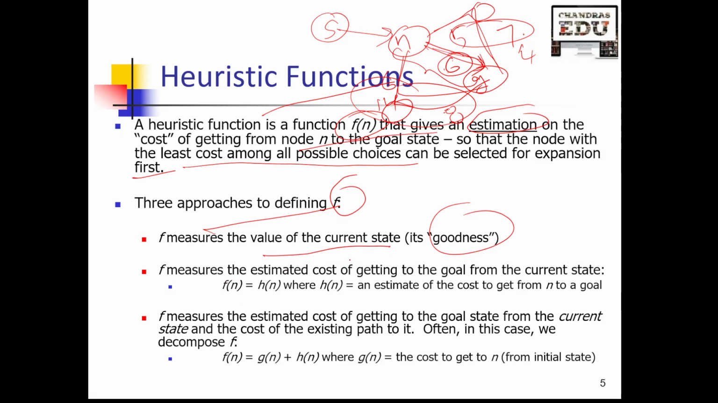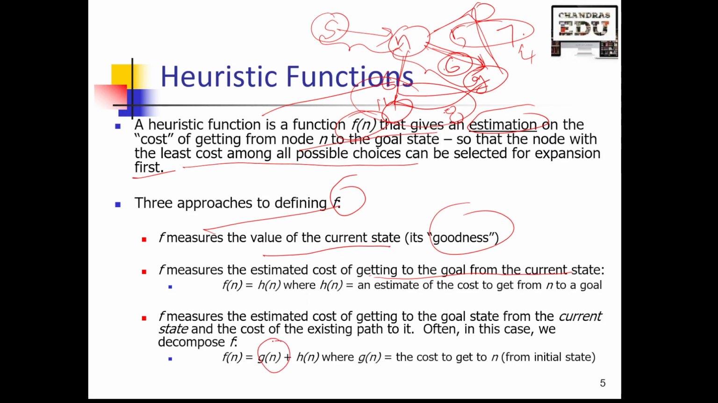The second approach is the estimated cost of getting to the goal node from the current node. Here we discuss the same example. We are at node n and we are trying to reach the goal node. That distance can also be called the heuristic function. The other way we can take this heuristic function is to consider the distance from the starting node to the node n, as well as from node n to the goal node. Those two costs we can consider, and that can also be called a heuristic function.